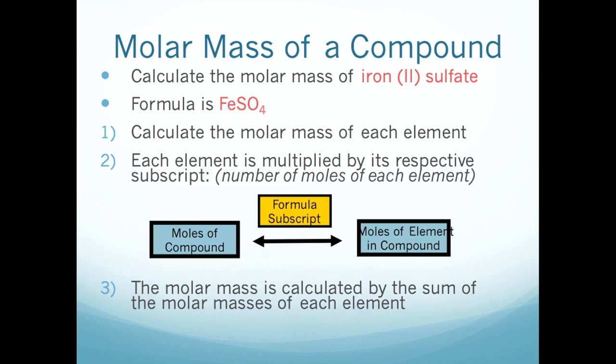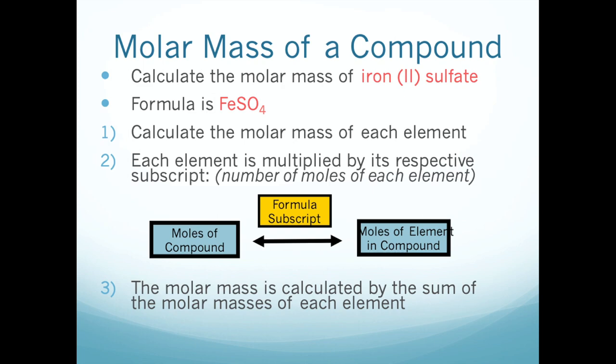All right, so let's try a practice problem here. Let's say we wanted the molar mass of iron 2 sulfate. Now, what do I mean by molar mass? It's essentially the formula weight. It's just that the units are grams per mole. And as I pointed out, since the numbers are the same, we're just using grams instead of atomic mass units. You're really not doing anything different. You're still adding up the same numbers.